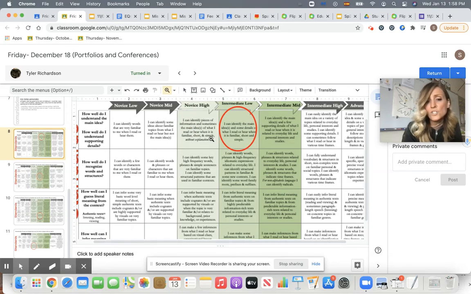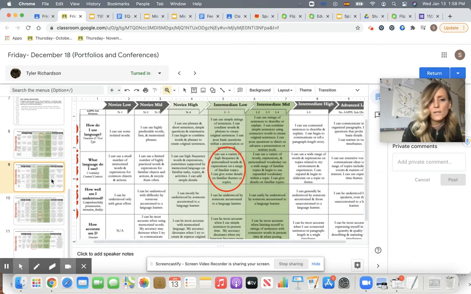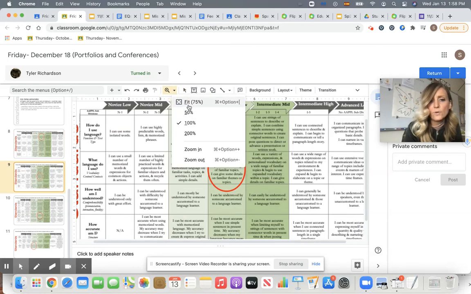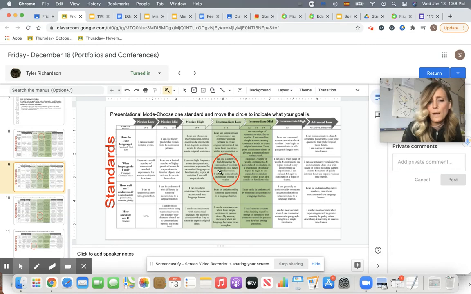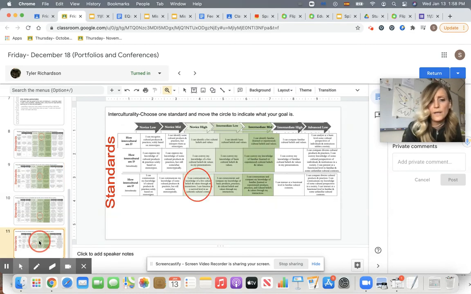So we told him to pick one standard. He chose to focus on how well he's understanding the main idea and details. He's already getting a 3. So he's really focused on how can he start to move up to the 4, and it gives some ideas behind that. And the same thing when it comes to all of his other rubrics as well. He sets his goal by moving this little red circle and deciding what his personal goals are. And the same thing for culture.